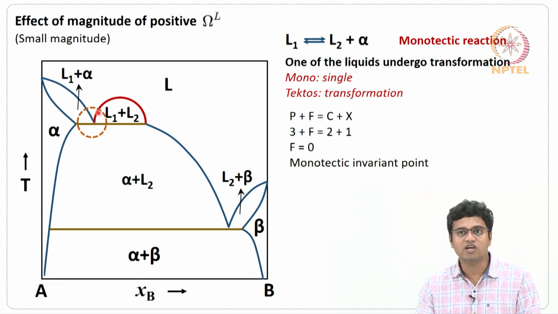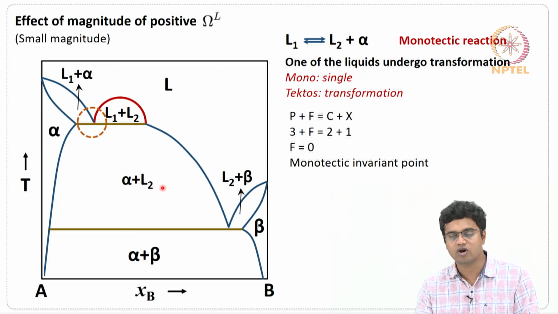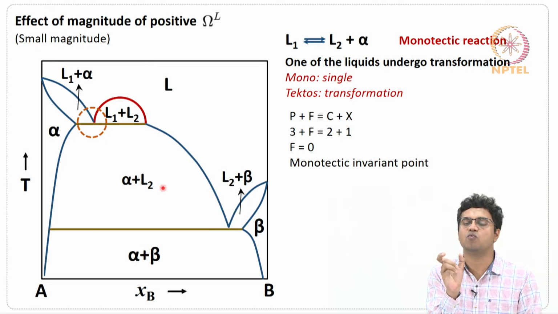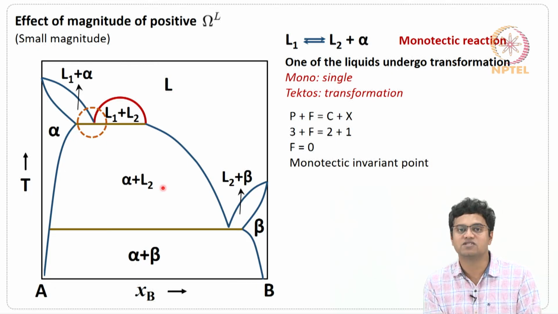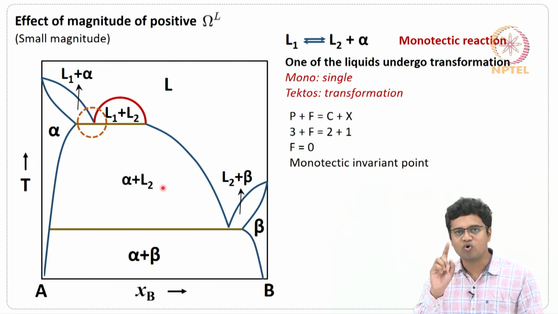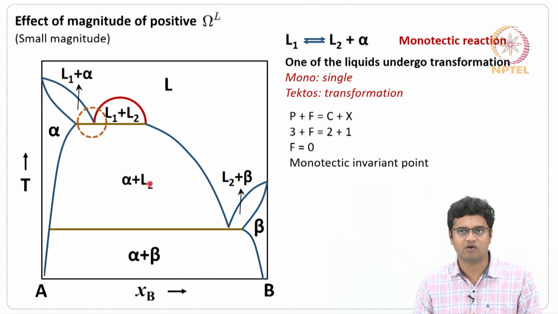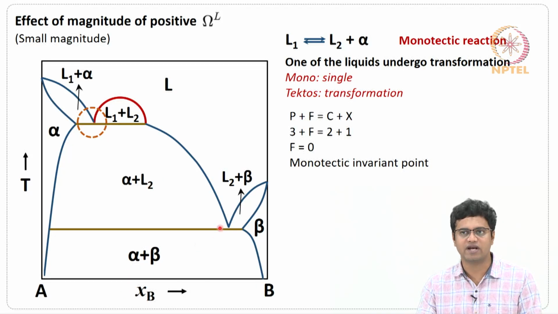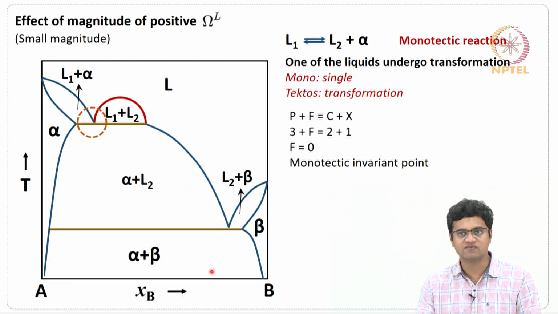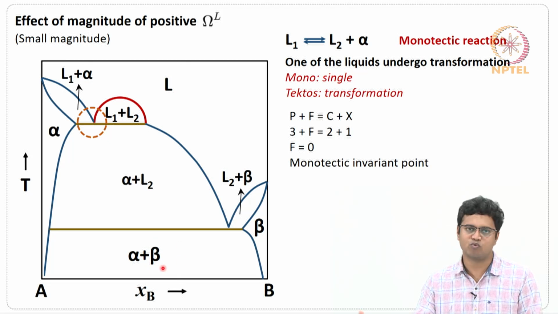Okay, now one of the liquids has undergone transformation into another liquid and a solid, and this liquid also has to undergo transformation, right? So for that liquid, we need to find an invariant reaction where one liquid gives two solids, because at low temperature also there is no solid solubility. So the only option I am left with here is L2 gives alpha plus beta. That's a eutectic reaction, one more invariant reaction here. So that's why monotectic reactions are always associated with a eutectic reaction, or a reaction which gives a solid phase as an output. Understand?